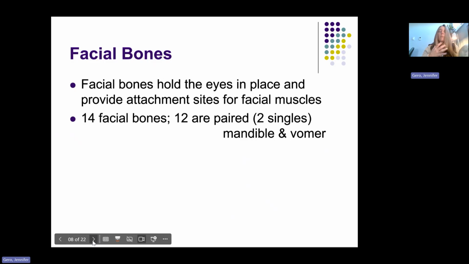Facial bones, all right, what is their job? To provide attachment points for our facial muscles, or skeletal muscles of our face, and to kind of hold our eyes in place. And so we have 14 facial bones. 12 of them are paired. 2 are singular. The singular ones are the mandible, which is the jaw, and the vomer, which is here in the nose. There we go, right there.